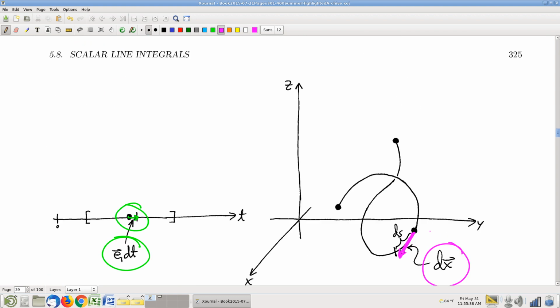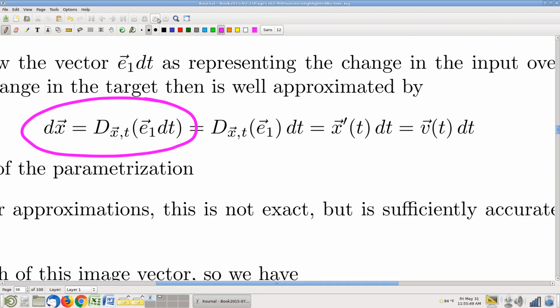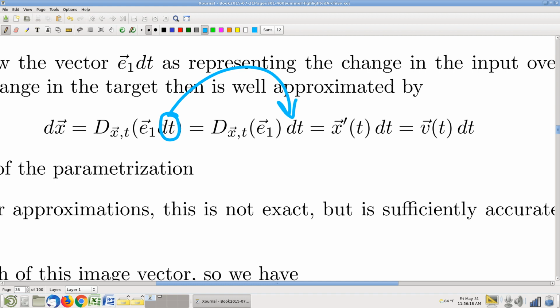Okay, so, here's how we compute dx. dx is what you get when you apply the derivative transformation to E1 dt. That's what the derivative transformation does, right? Input vector, output vector. Hope that looks familiar from the change of variables argument. Here's another thing that might look familiar: this scalar factor of dt factors right out.